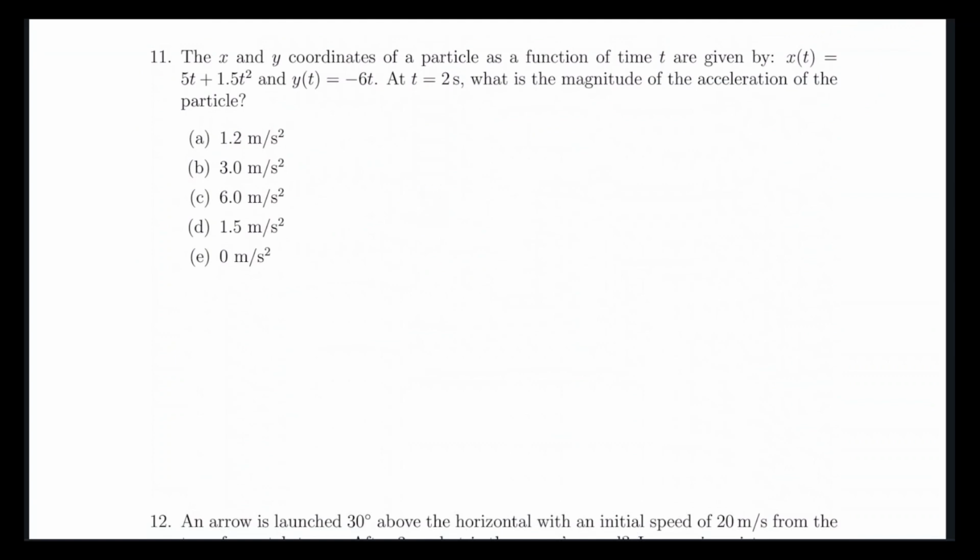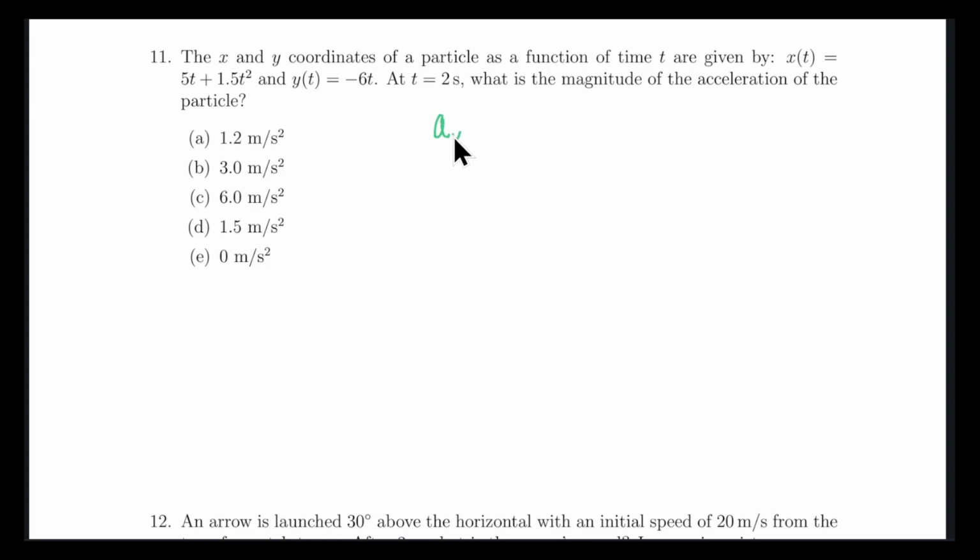Okay, next one. We have the x and y coordinates of a particle as a function of time, given by x is this and y is this. At t equal to 2, what is the magnitude of the acceleration? It's pretty straightforward, guys. The only difference is now we have acceleration in both directions.